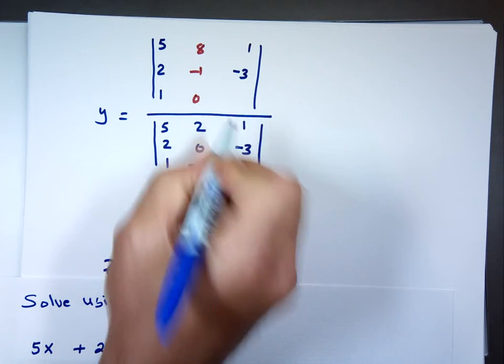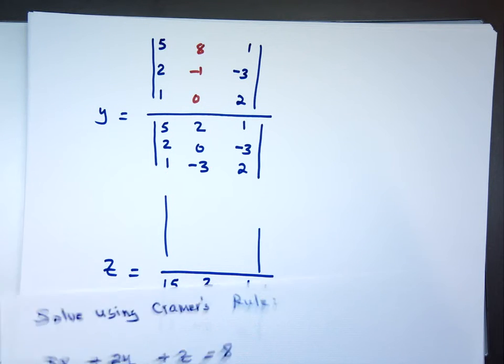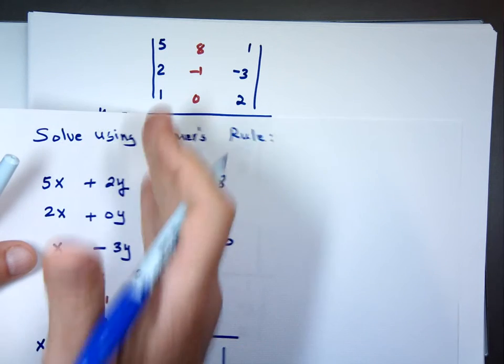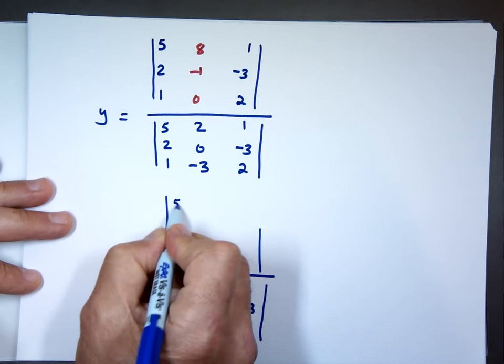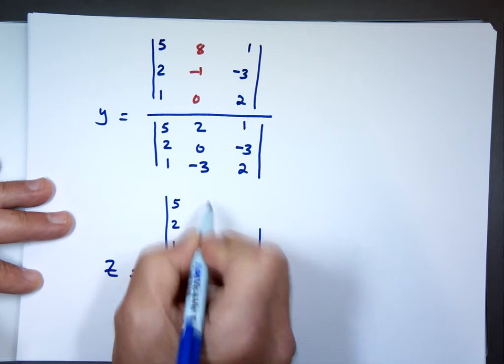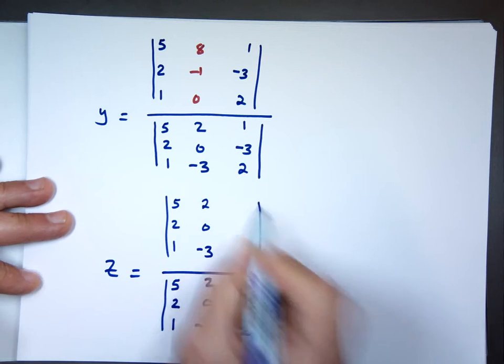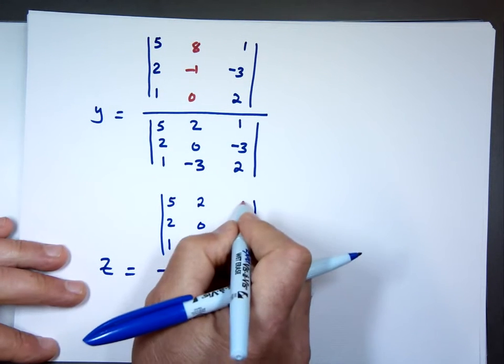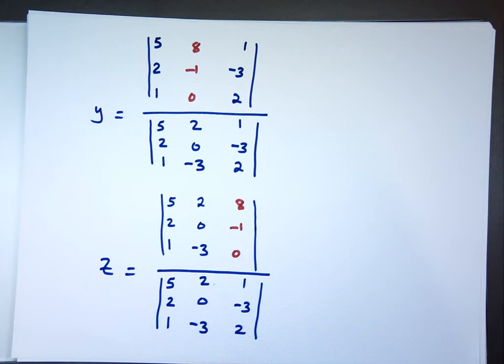That's what we did with 2 by 2. But now it's a 3 by 3. And for z, z is the third column, so the first two will stay the same. And replace the third column with what? The answers, 8, -1, and 0. And now I just got to find the answer to each determinant, and I'm good to go.